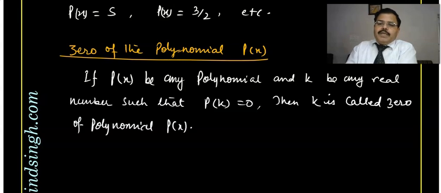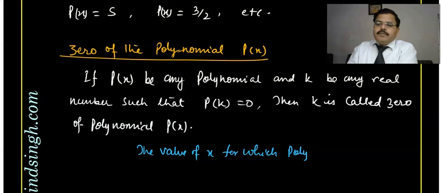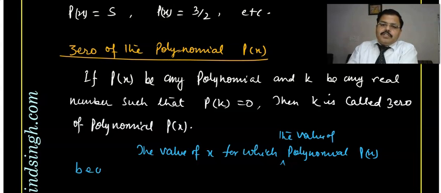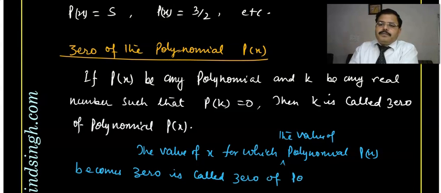In the literal sense, we can say the value of x for which the value of the polynomial p(x) becomes 0 is called a zero of the polynomial.